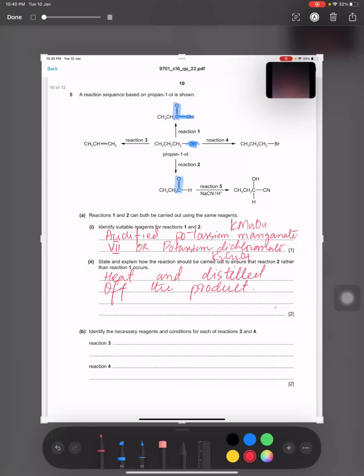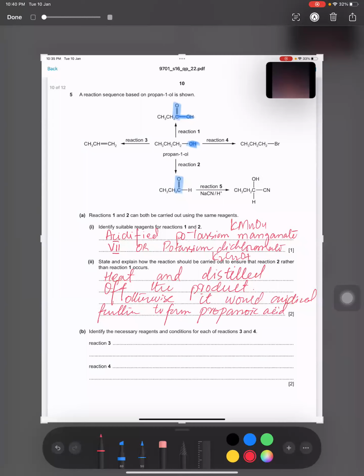You need to write over there, otherwise it would oxidize further to form propanoic acid. This is a 3-carbon carboxylic acid, so you can say that it is going to form propanoic acid, right?